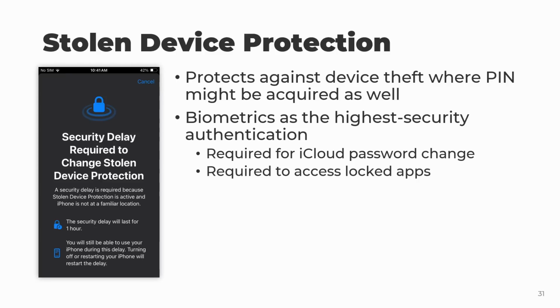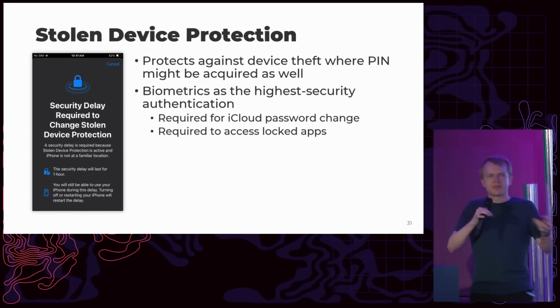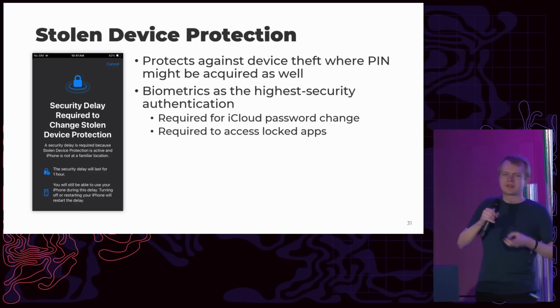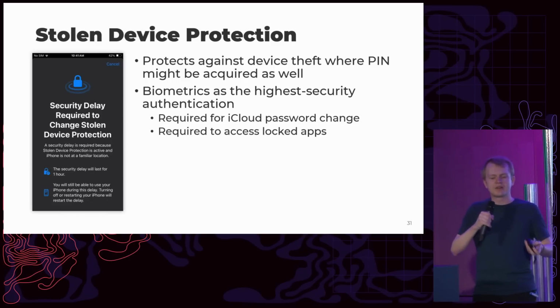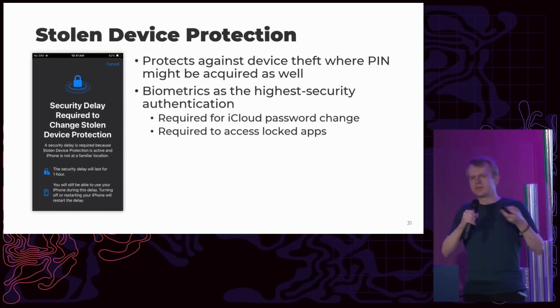And also do things like changing the iCloud password, because for those of you who don't know, you can change your iCloud password with just your iPhone and its PIN for some reason. And you can also do things like, yeah, that's basically the main features, and there are a number of security things. You cannot change the PIN of the device and so on. What stolen device protection does is introduce biometrics as the highest security form of authentication. So you need biometrics to perform an iCloud password change, and you need biometrics to access locked and hidden apps, which is also a feature that has been newly introduced in iOS 18.